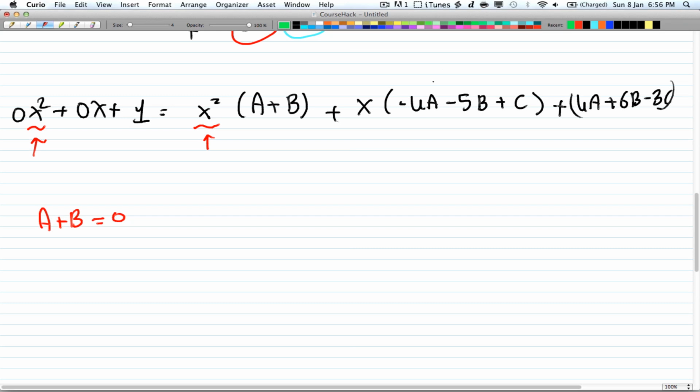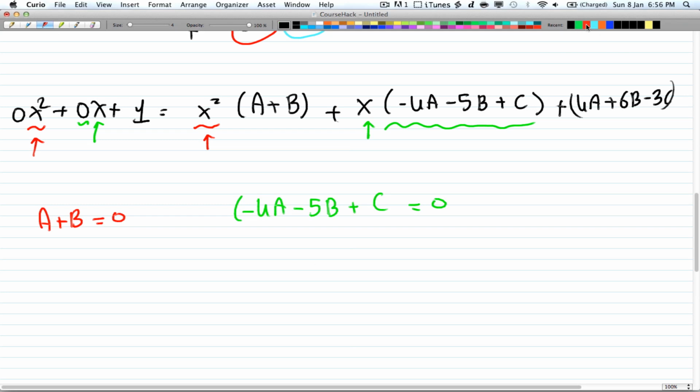Alright, now we're going to do the same thing for the second equation. We have an x, and the number next to x is minus 4a minus 5b plus c. And on the left hand side you have an x, but there's a 0 in front of it. So you can just go minus 4a minus 5b plus c equals 0.